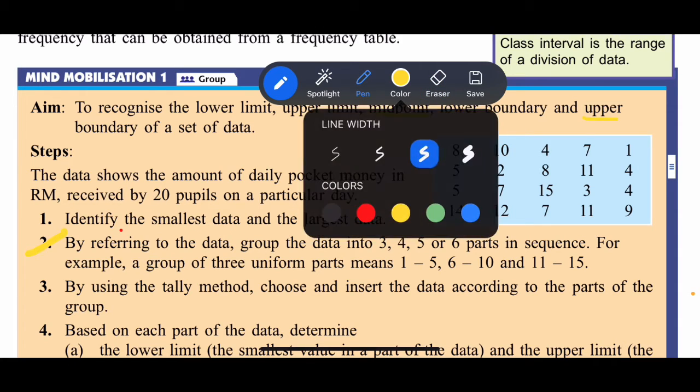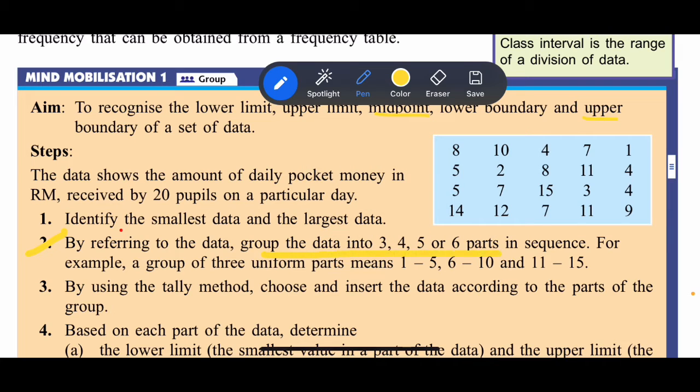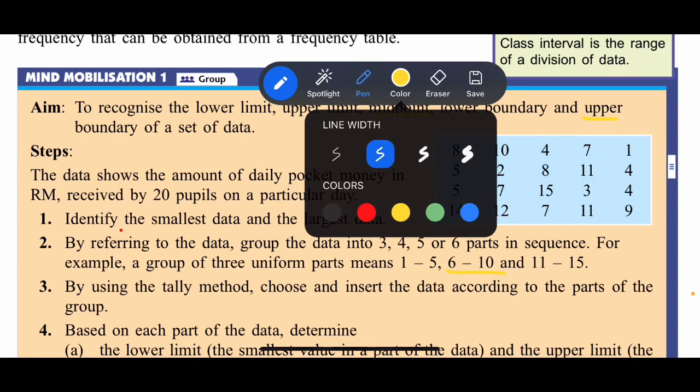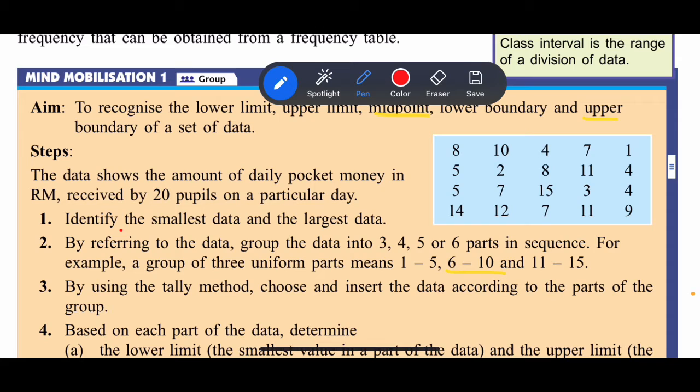By referring to the data, group the data 3, 4, 5, 6, okay, in sequence. They want you to arrange the data in sequence. For example, a group of 3 uniform parts means 1 to 5, 6 to 10, 11 to 15. And then by using the tally method, choose and insert the data according to the part of the group. So meaning that we are going to do a simple calculation for the number of data that lies between 1 to 5. This is actually the class interval, right? Class interval. 1 to 5, so we do the tally.